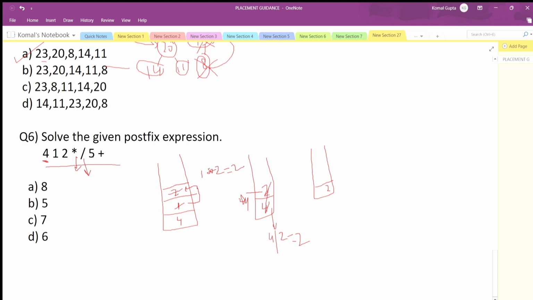Now there is a value, so what we will do, we will push it into the stack. Now there is an operation, the plus operation. So we will add these two values. So 2 plus 5, the answer for this is 7. So we will mark the option C as our answer, that is 7.